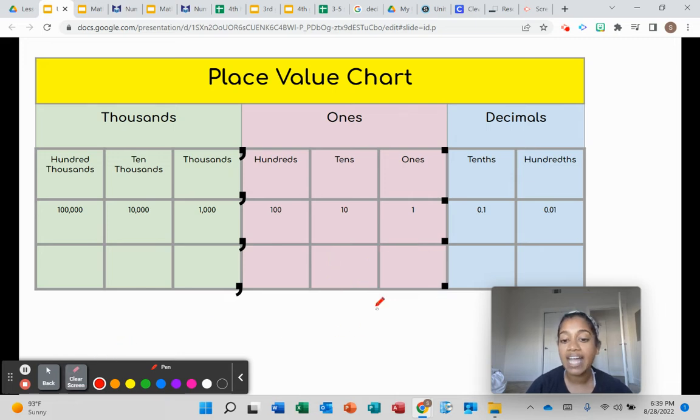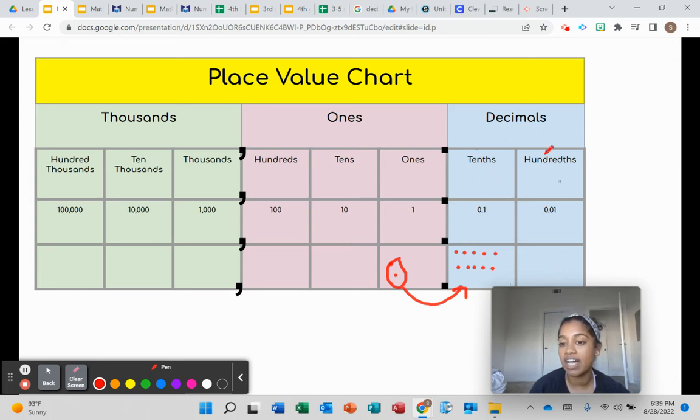Now, similarly, I can take this 1 and split it into even smaller pieces. And we can exchange this for 10 smaller pieces. So I have 1, 2, 3, 4, 5, 6, 7, 8, 9, 10. Because I took my whole and split it into 10 pieces, these are called tenths. So I now have 10 tenths.